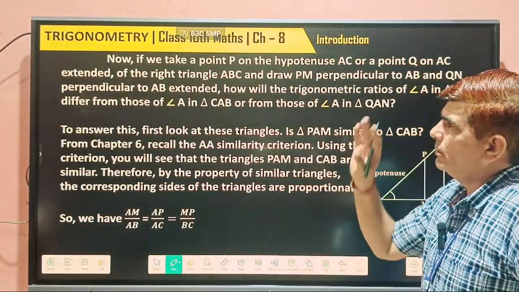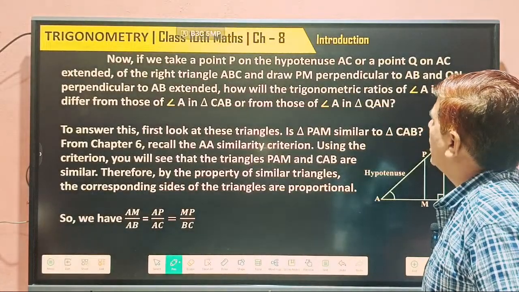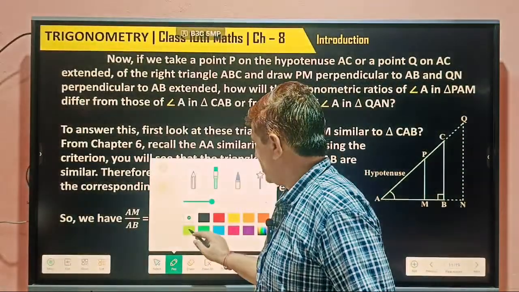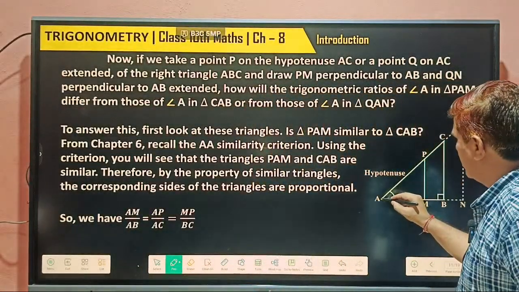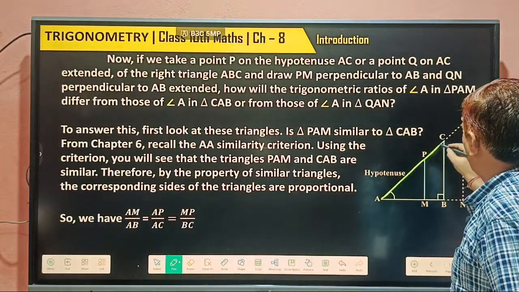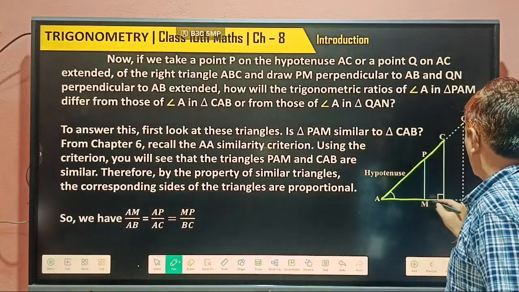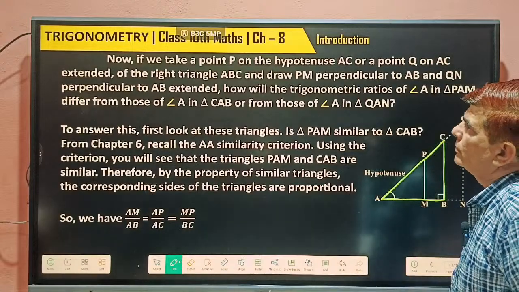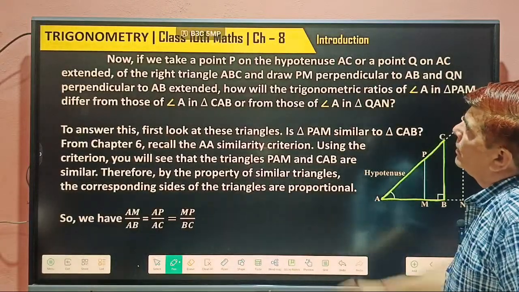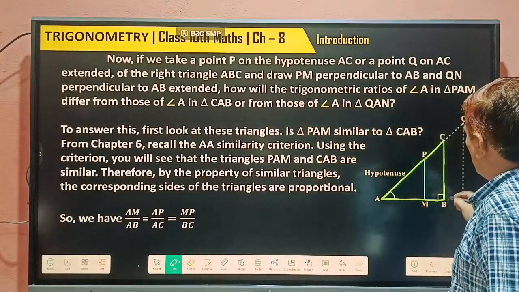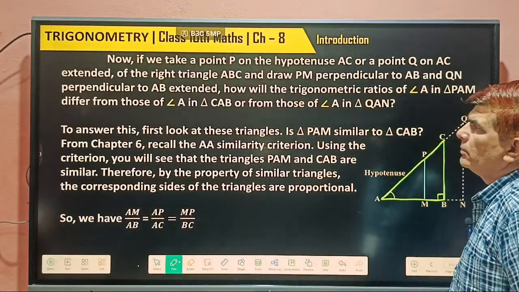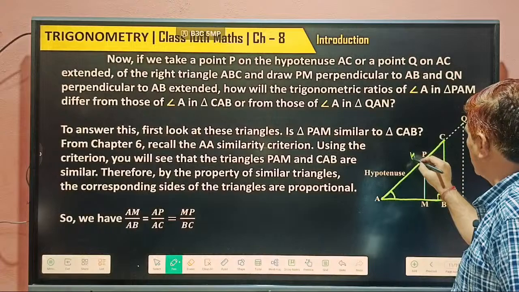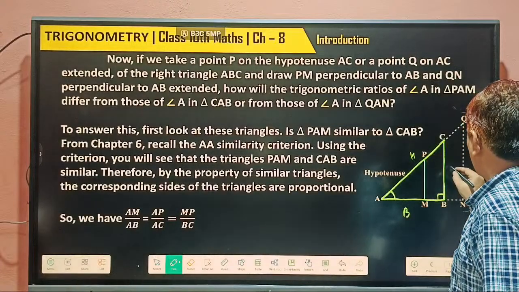So this is also given. Now if you take a point P on the hypotenuse AC, so we have this triangle. What triangle? ABC, we have a triangle. And draw PM. If we take a point P on the hypotenuse, this is a right angle triangle. And if we take this as the angle, this is the hypotenuse, this is the base, and this is the perpendicular.